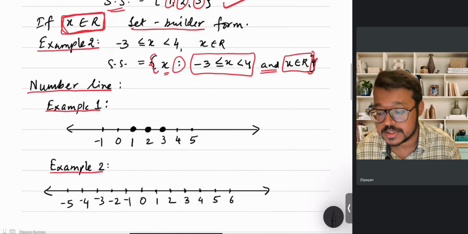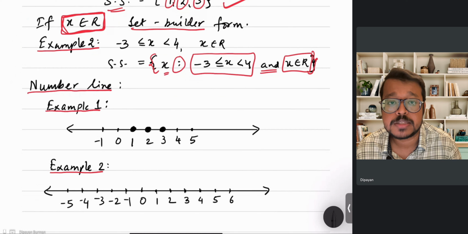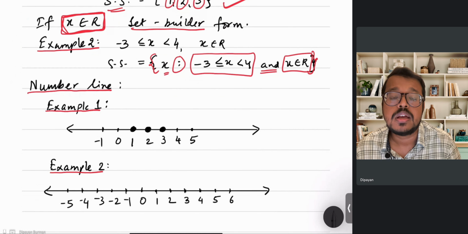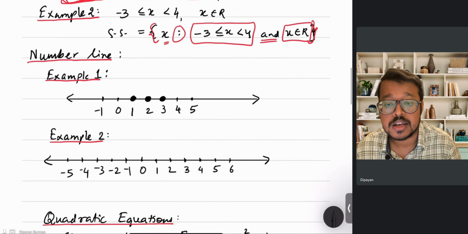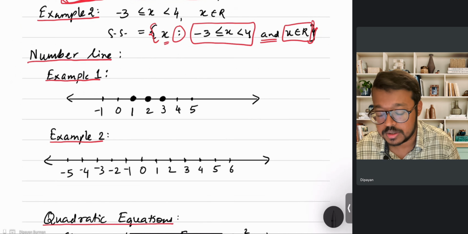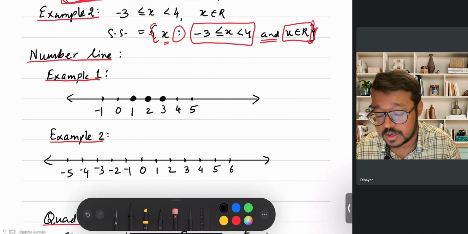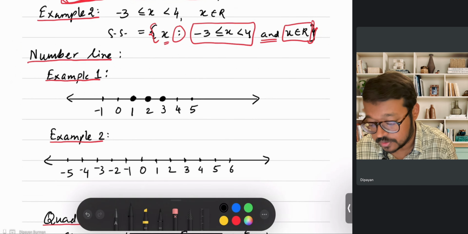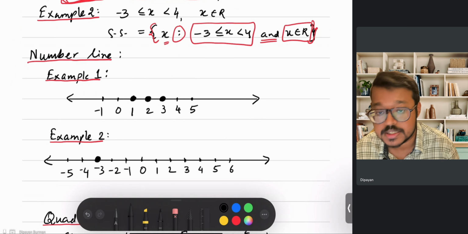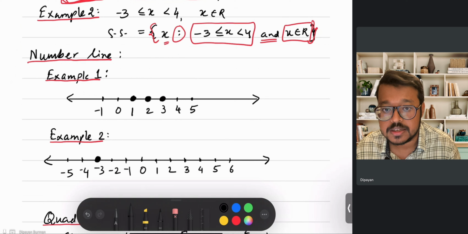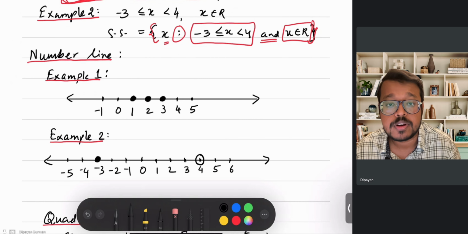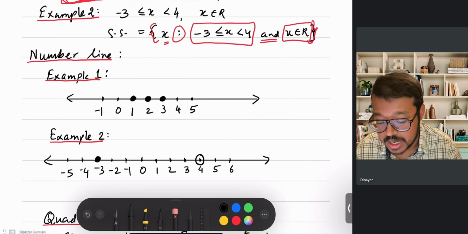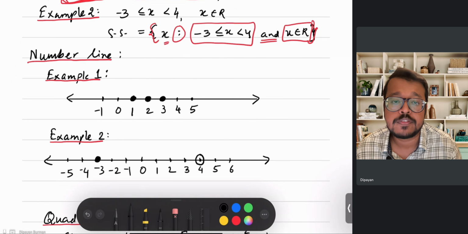Now for the second example, when the replacement set is set of real numbers and the range of values for x is between -3 and 4, and x can be equal to -3 but x is strictly less than 4, I need to mark all these integers, and then over the integer -3 I have to darken the circle because x includes -3, but for the integer 4 I will draw a hollow circle because x can never be equal to 4 but just less than 4, and anything in between -3 and 4 is also included.